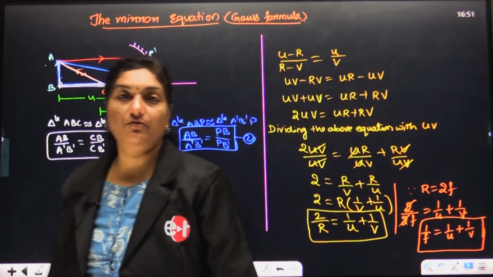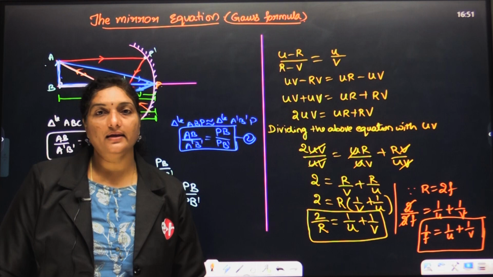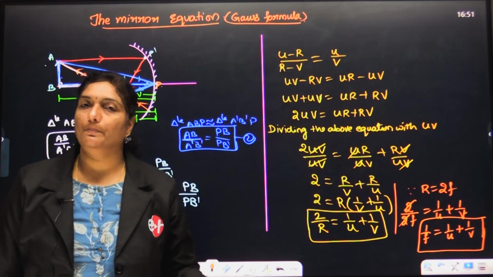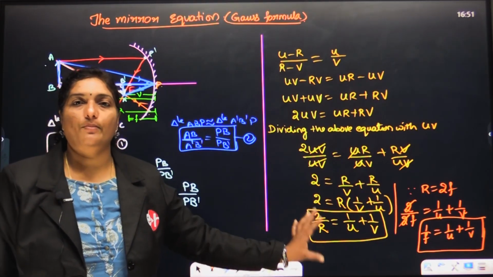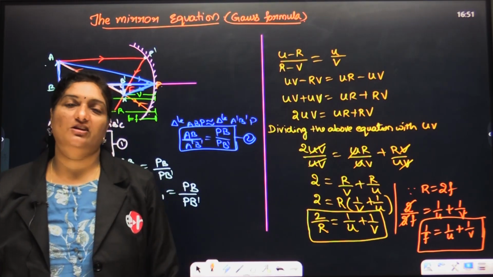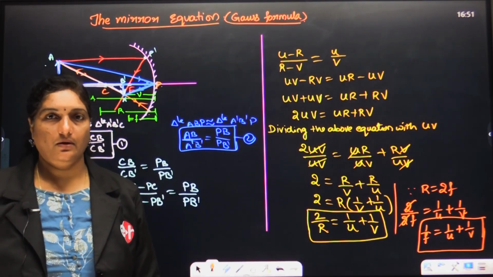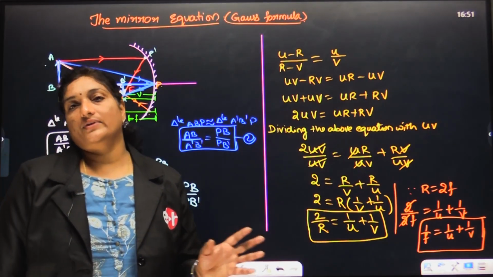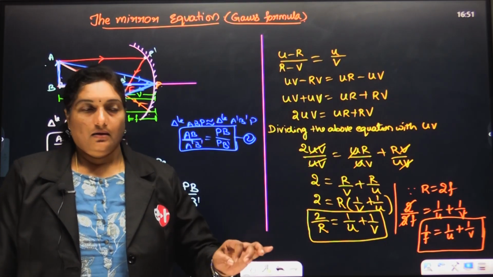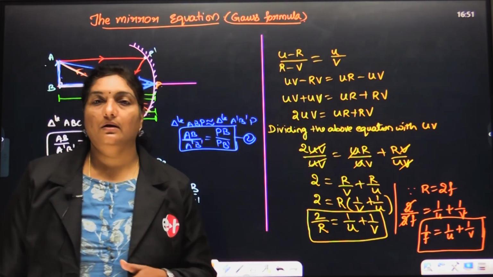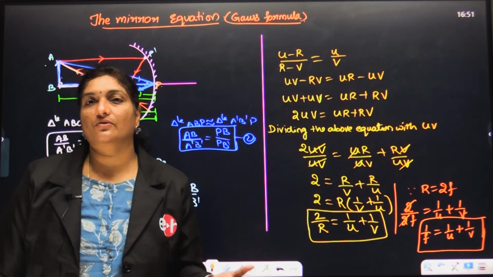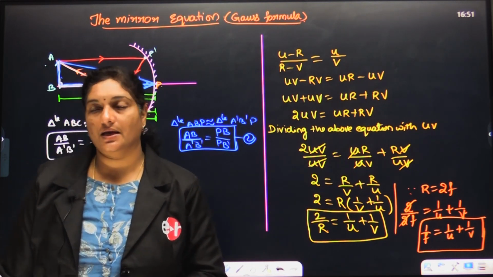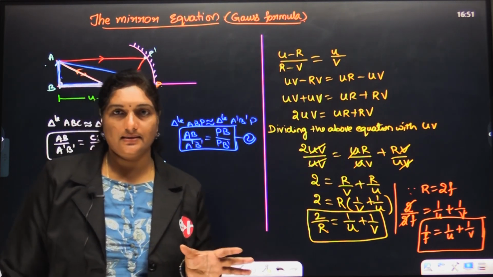The relation between the focal length, object distance and image distance is given as 1 by F is equal to 1 by U plus 1 by V. So, this formula itself is called a mirror equation or Gauss formula. Okay, children. And one more thing, remember the direction of the distances. If it is in the direction of the light ray, it is taken as positive, and the direction opposite to the light ray is always taken as negative. Regarding this, we will discuss in detail later.